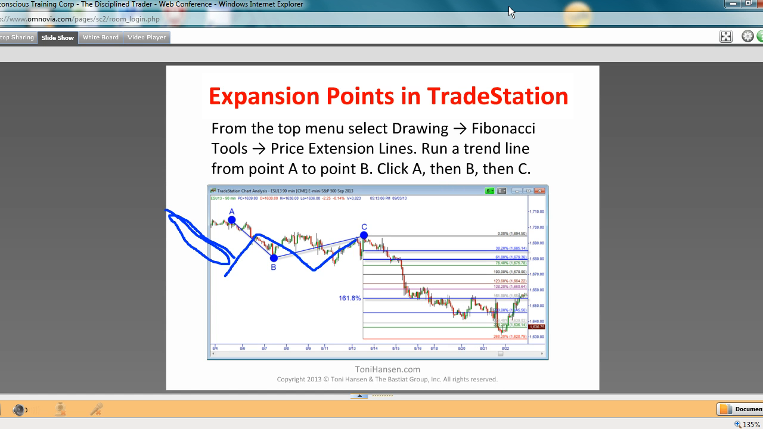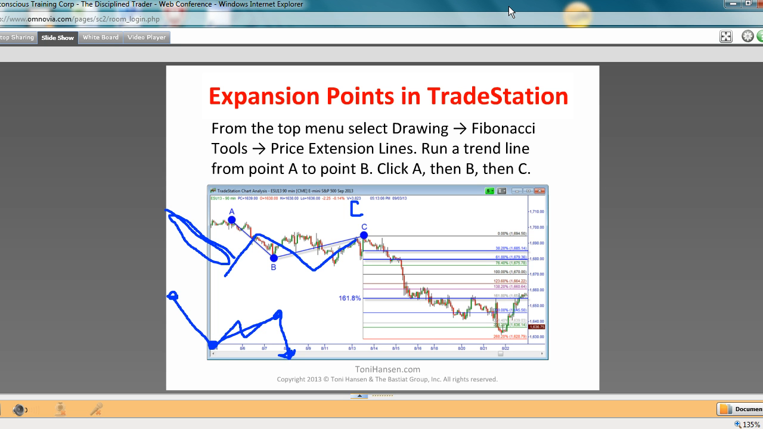And when drawing a 3-point expansion using a two-wave continuation strategy, that third point, C here, is going to be the high of the second correction or the second wave. So here, A to B would be where you would start your expansion tool. You would click here, you would click here, and then you would click here, which would be that second high. And that's going to give you the most accurate projection points using this particular strategy.